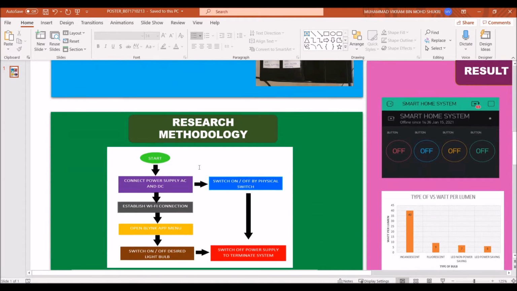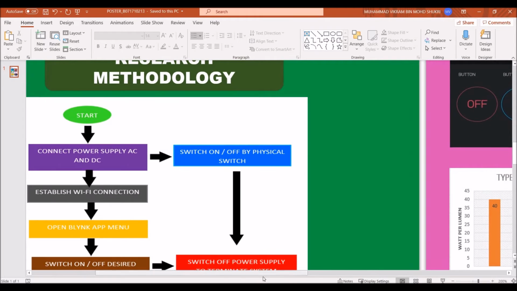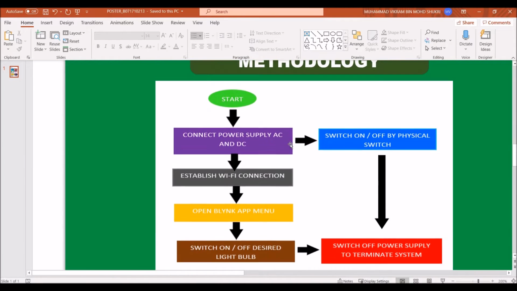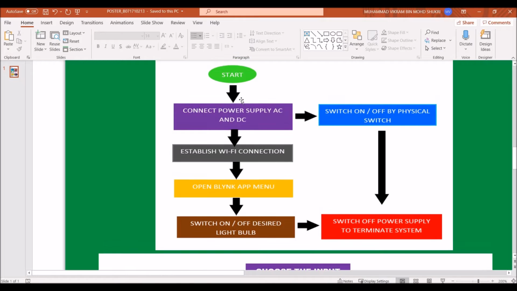Next, if you take a look at the research methodology, this is my flowchart for my project. First, I connect the power supply, AC and DC, since my project requires both because it uses a relay. After I connect the AC and DC power supply, my project has two methods of operating the inputs, which are push buttons or my Blynk application.